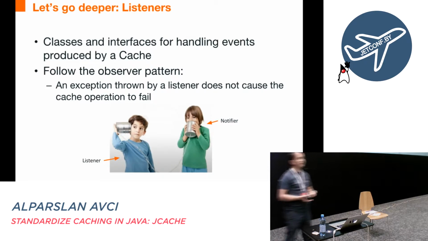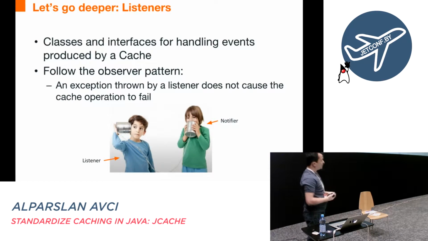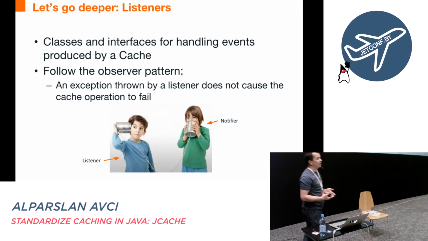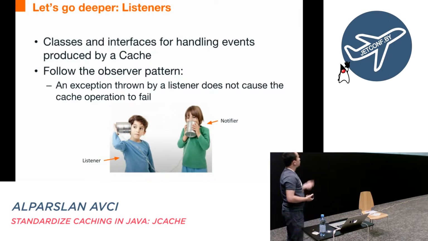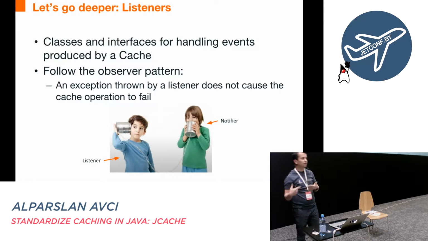Another feature is listeners. Probably you all know what a listener is. They are classes and interfaces for handling events produced by a cache. You can register a cache listener, for example, a cache entry created listener, to get the related updates and do some operations according to these updates. And of course, they follow the observer pattern, which means that if an exception is thrown inside the listener code, it won't fail the application itself.